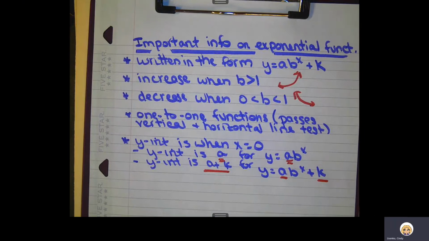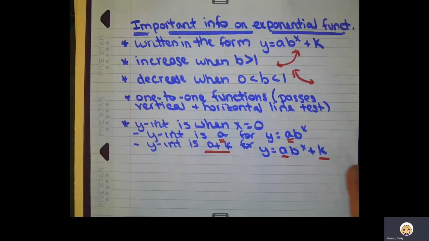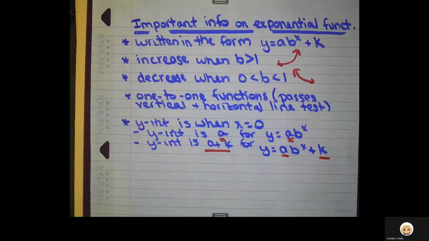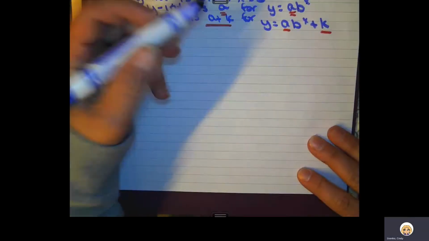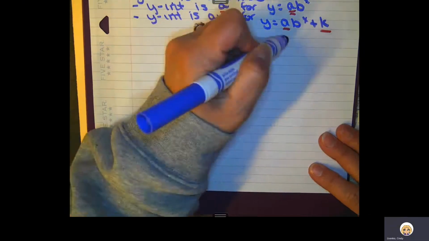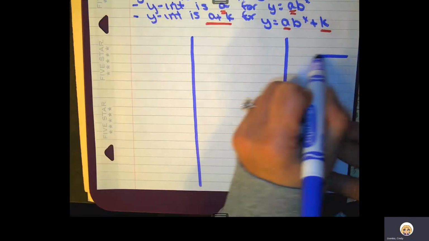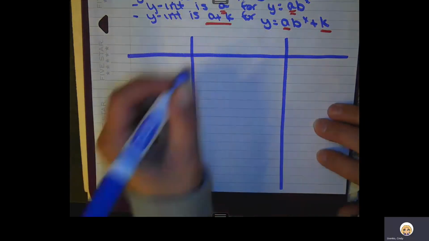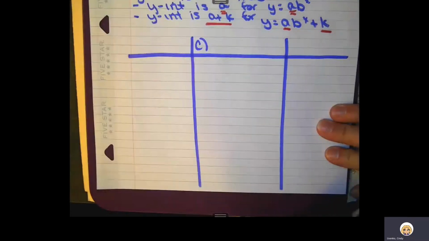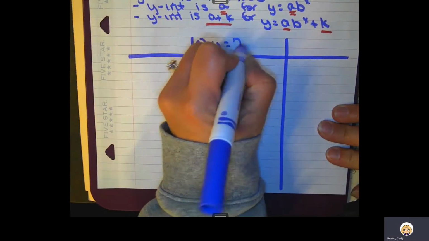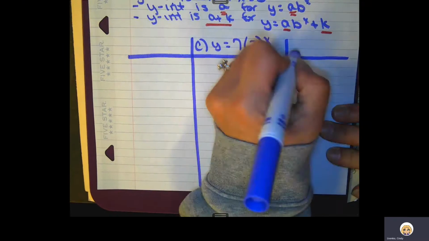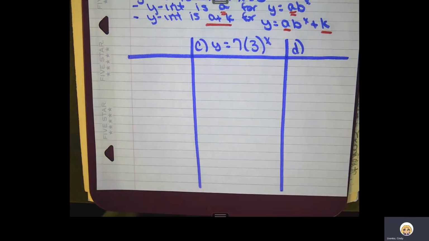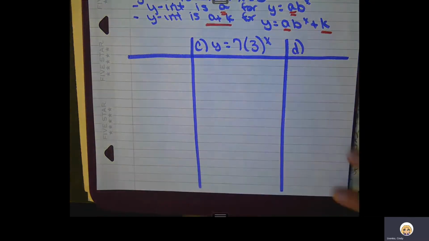So we're going to do 2 examples and we're going to answer 3 questions for each of them. So what I'm going to do is I'm going to divide my paper into 3 sections towards the bottom. So I'm going to have 3 sections and a little heading going across, kind of looking like a table. Can you put over here, this is example C, can you write y equals 7 times 3 to the x? We're going to put example D in a minute. We're going to answer 3 questions for each of them.